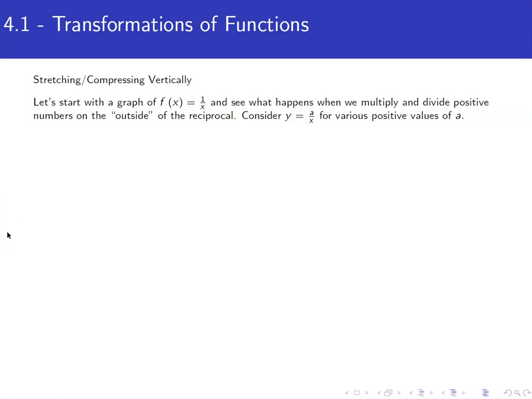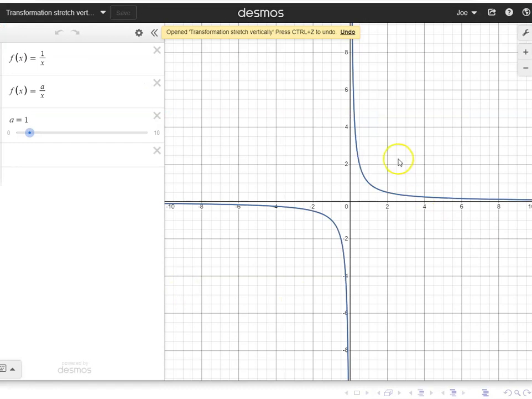Let's look at some vertical stretching and compressing. So let's start with the graph of f of x equals 1 over x, and let's see what happens when we multiply and divide by numbers on the outside of the reciprocal. Inside of the reciprocal would be on the bottom. So we're taking numbers and multiplying them on the top. So we're going to look at a over x for various positive values of a. Okay, so here's our original graph of f of x equals 1 over x.